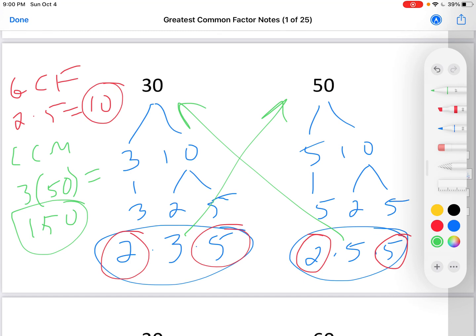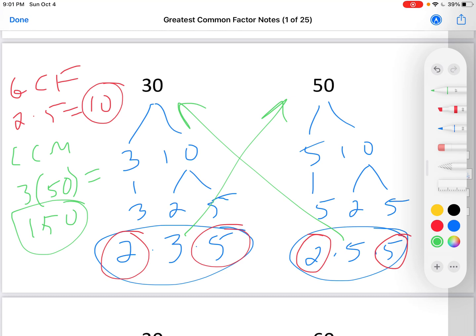The reason this works is, in order to get the least common multiple, it has to be a multiple of 30, which means it has to have 2, 3, and 5 in it. And it has to be a multiple of 50, which means it has to have 2, 5, and 5. I could do 2 times 3 times 5 times 2 times 5 times 5, but that would be 30 times 50, and that would be a much bigger number than I need.